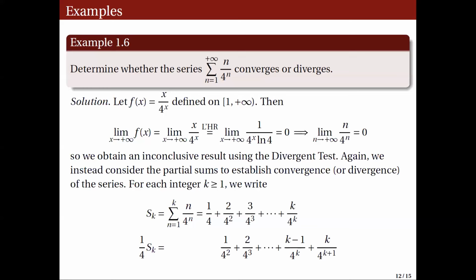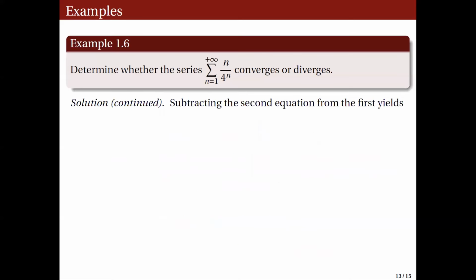And then we have to subtract the second summation, or the second sum rather, from the first one. So if we do that, we have 3/4 of s_k is equal to 1/4 plus 1 over 4 squared plus 1 over 4 cubed, and so on, plus 1 over 4 to the k minus k over 4 to the k plus 1. And observe that the first k terms here form a finite geometric series.